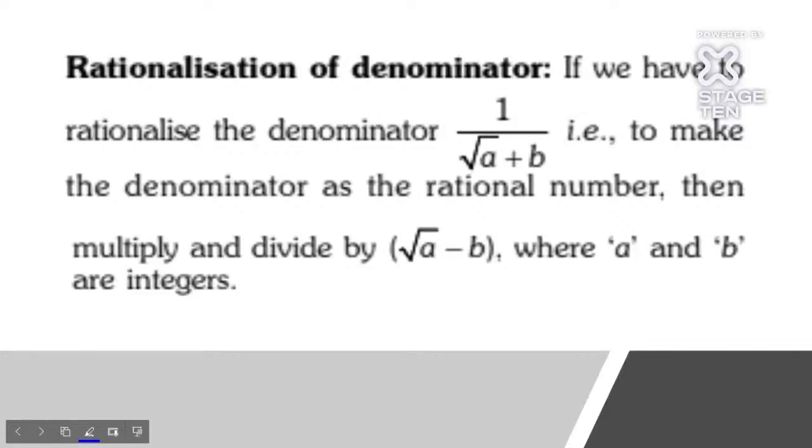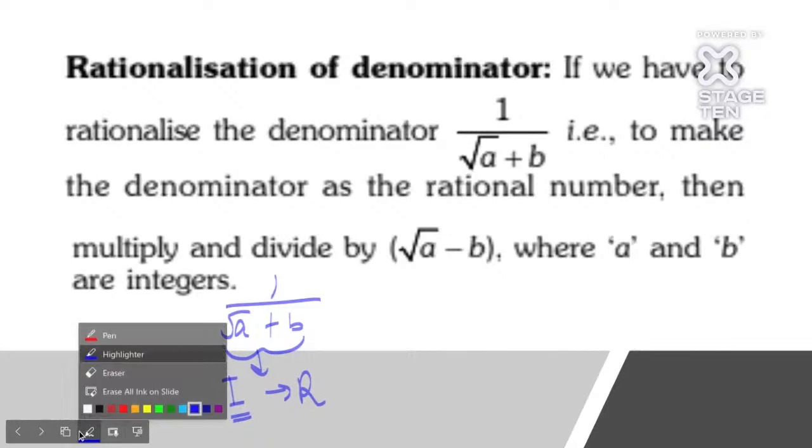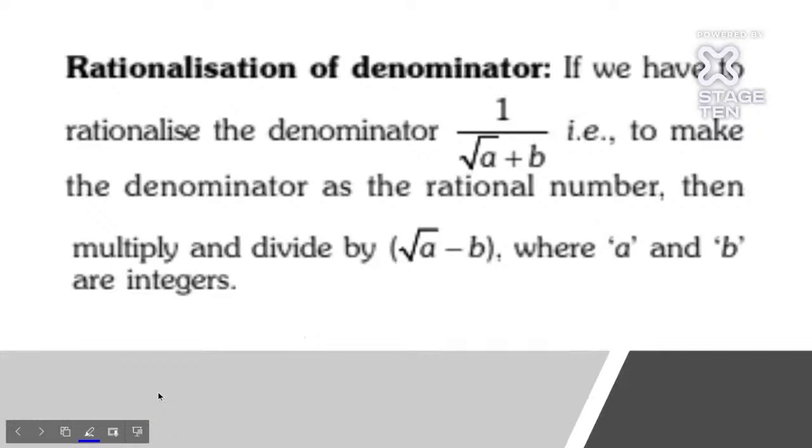Fine. So see, rationalization is nothing but, Abhishek, whenever I have any real number, for example 1 by, it is written in the form of root a plus b. Now this root a plus b is what? It is an irrational number, right? Now I have to convert this irrational number into a rational number. So to convert it from irrational to rational, I have to do rationalization. So for example, I'll explain with an example. I have 1 by root 7. Now root 7, I have to convert it into a rational number.